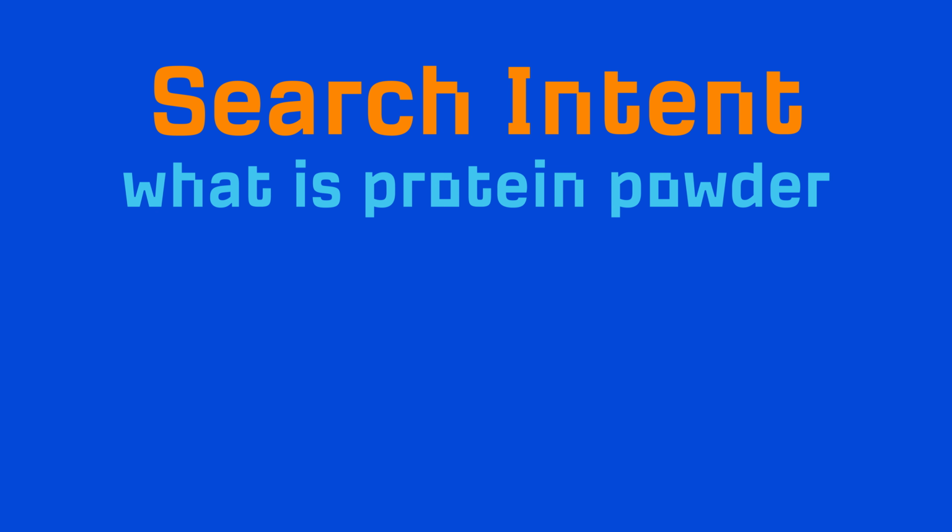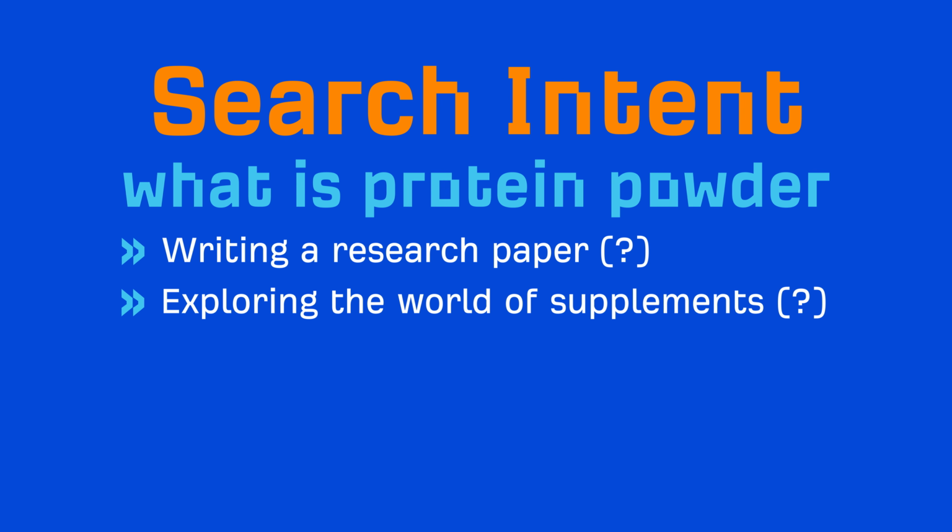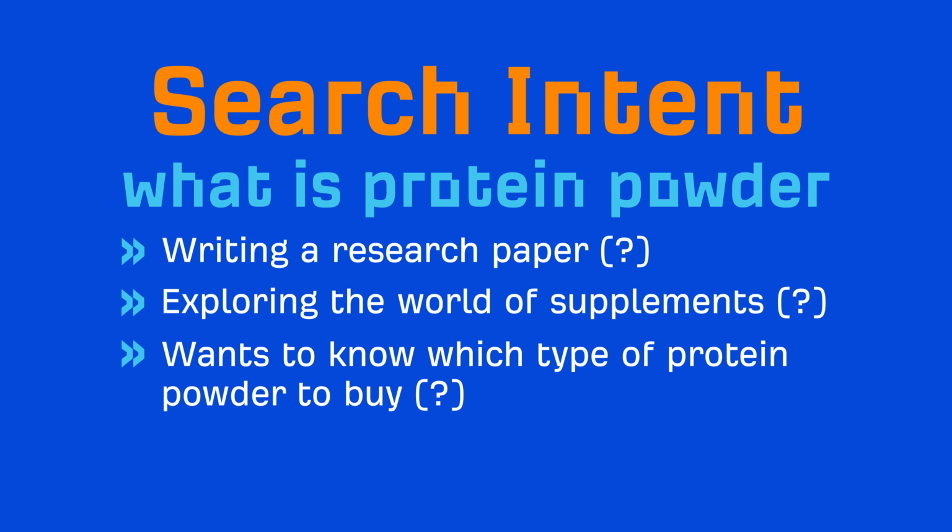Whereas a topic like what is protein powder is more informational in nature. Based on the keyword alone, we don't know whether the searcher is writing a research paper, exploring the world of supplements, or wants to know which type of protein powder to buy. Simply put, this topic probably wouldn't generate many clicks to protein powders because the majority of people aren't in the market to buy any. So adding product recommendations would probably be unnatural.